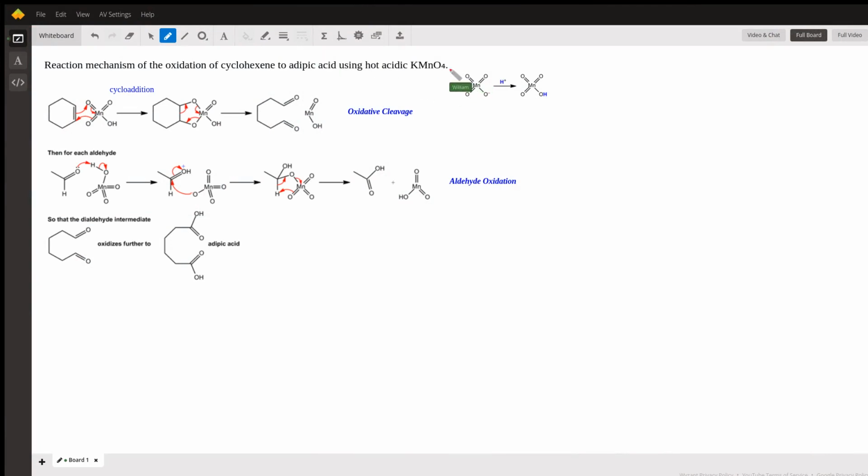And here we're showing the mechanism of conversion of cyclohexene to adipic acid using potassium permanganate. Some reactions under acidic conditions, my manganese reagent is going to be the protonated form of the permanganate anion with an OH here instead of an O minus. So first stage is oxidative cleavage.